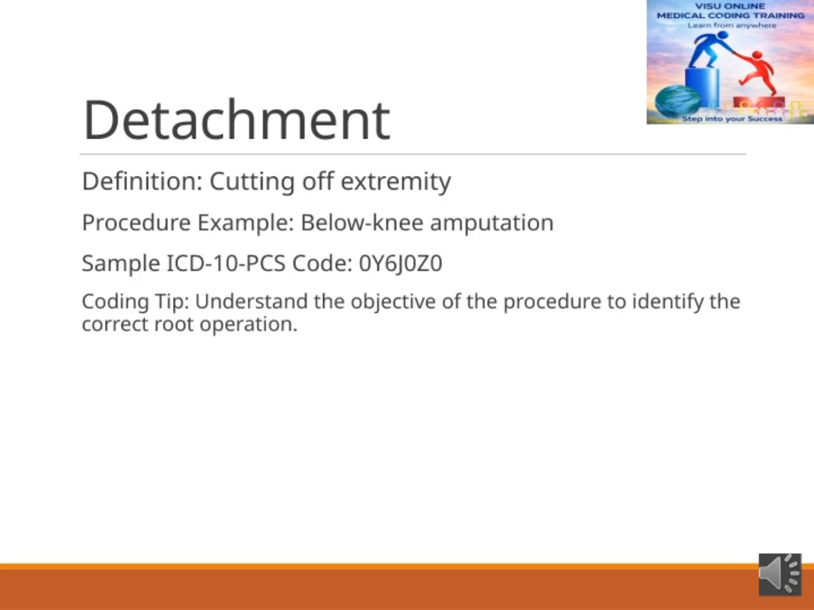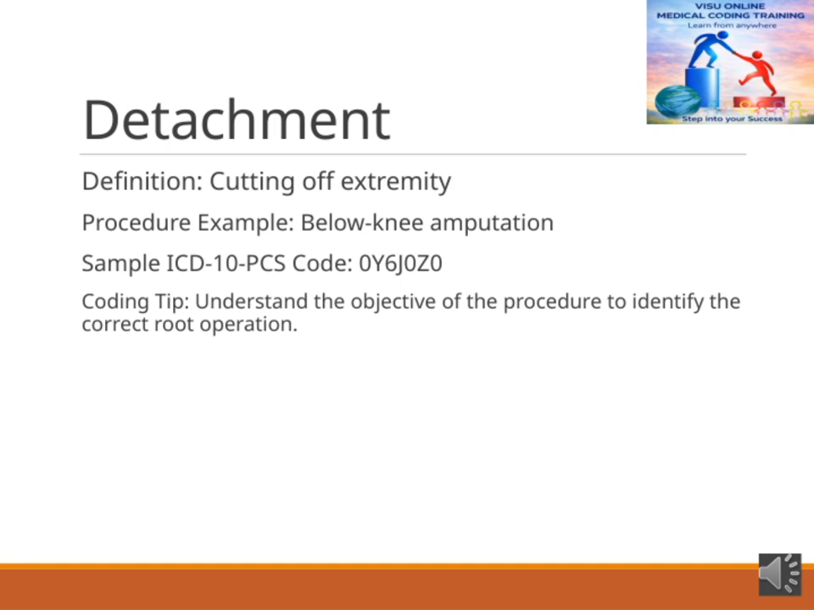In this slide, we're focusing on the concept of cutting off an extremity, which is classified under the procedure type called detachment. An example of this would be a below-knee amputation, where part of the leg is surgically removed. The sample ICD-10 PCS code for this procedure is 0Y6J0Z0.